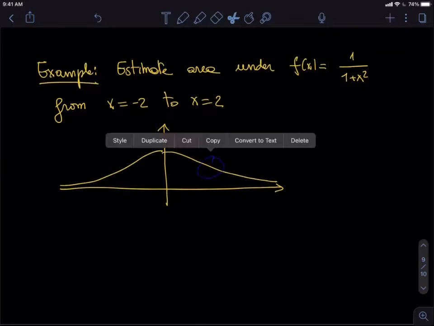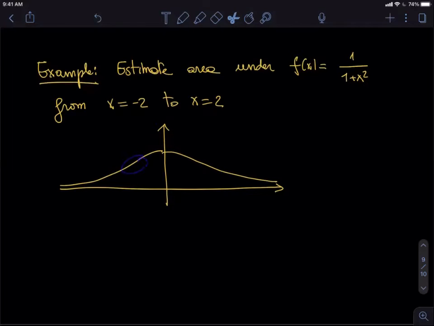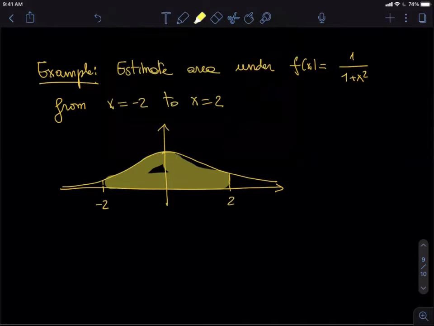It has a maximum at 0, and then it decays asymptotically towards infinity and negative infinity. And let's say -2 is here and 2 is here. Okay, so we want to find this area here. I'm plotting the exact area we want to find, but we don't know how to do that yet, so we need to estimate it.